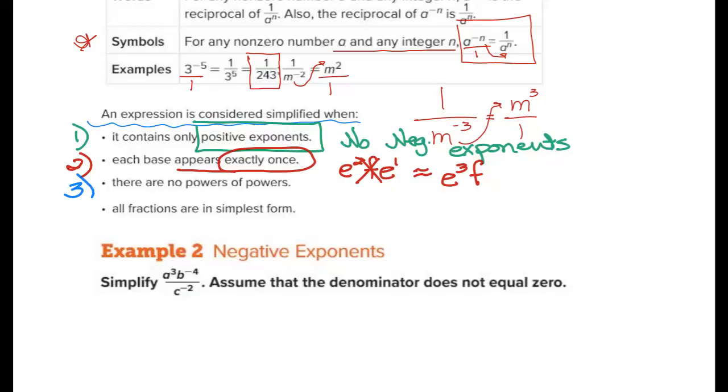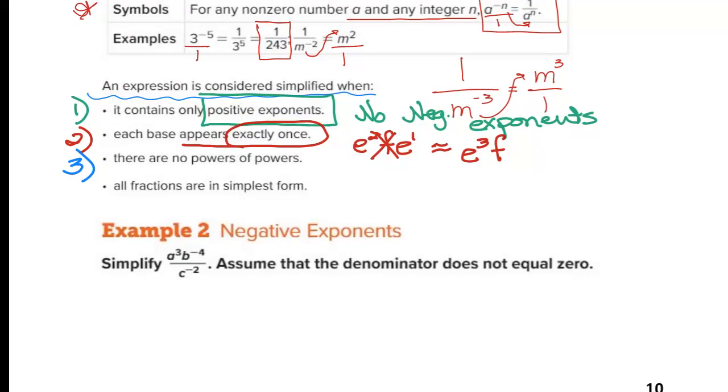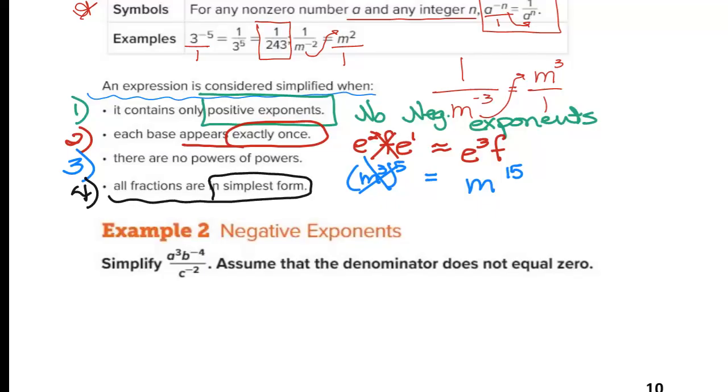Number 3, there are no powers of powers. So you can't say m to the 3rd and raise that to the 5th and leave it like that. You would have to multiply, and that should be m to the 15th. And finally, this is the most difficult one because sometimes we don't know what numbers divide into the other numbers. All fractions have to be in simplest form.